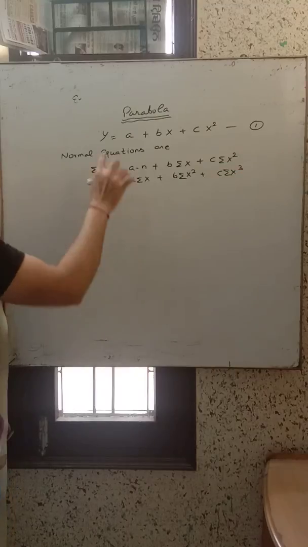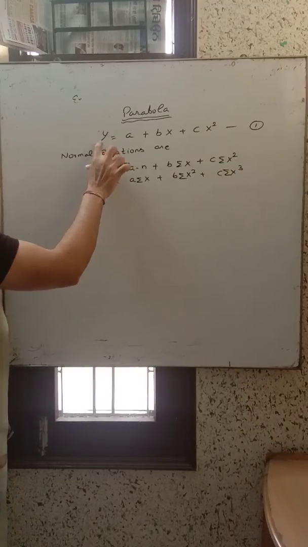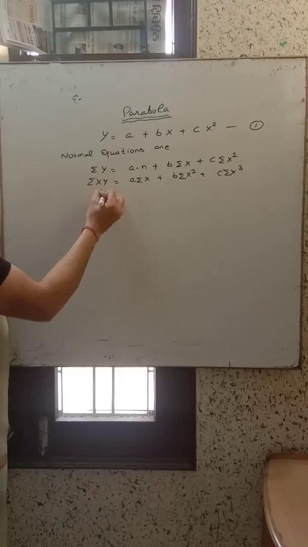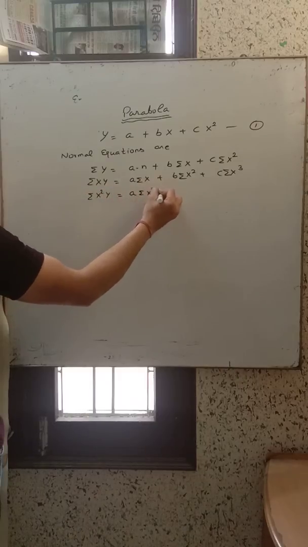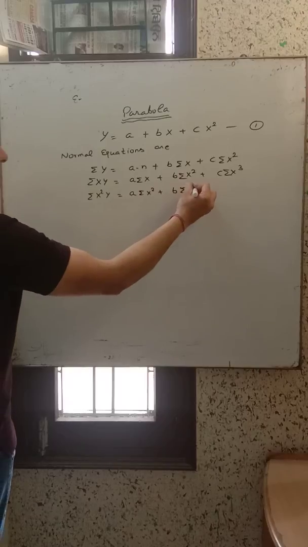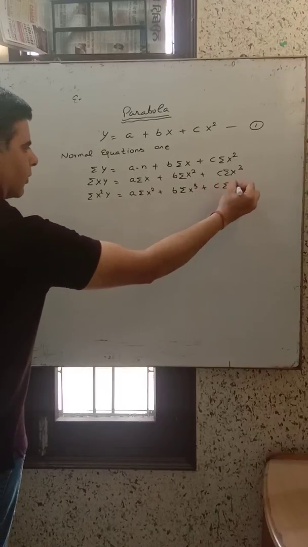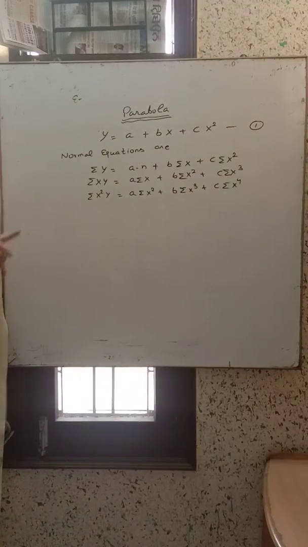And to find the next equation, we multiply this equation with x square. We get x square y, a times x square, b times x cube, c times x4. So the first equation is by taking summation of equation 1, the second by multiplying all values with x, and the third by multiplying equation 1 with x square and then taking the summation.